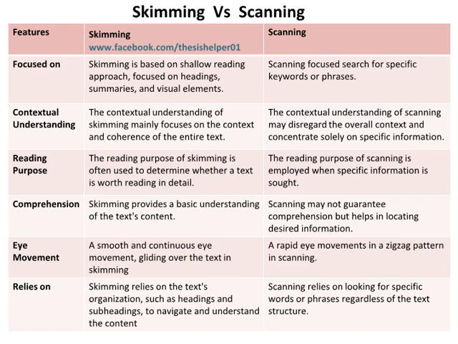A smooth and continuous eye movement, gliding over the text, is used in skimming. Whereas, rapid eye movements in a zigzag pattern are used in scanning. Skimming relies on the text's organization, such as headings and subheadings, to navigate and understand the content, whereas, scanning relies on looking for specific words or phrases regardless of the text structure.